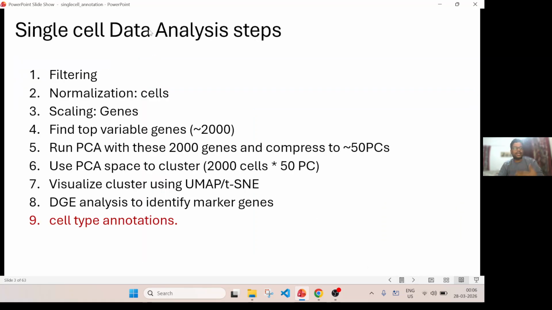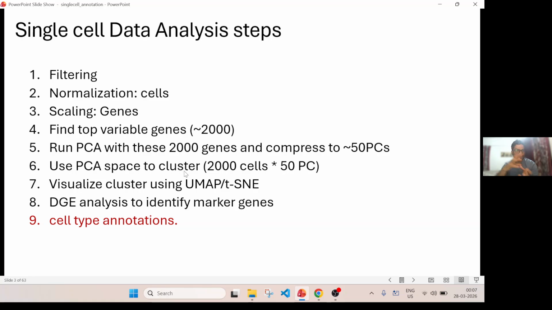So this is what the single cell data analysis steps look like if we have followed any pipeline, Seurat or Scanpy. You take the cells, you filter them, you normalize the cells, then you scale the genes, you find the top variable genes. This number can be 2000 or 3000 depending on the data set, but we find only the variable genes, and you take that, and then you do a PCA analysis where you reduce the data, remove the noise, take the signal, and then you use that PCA space to do the clustering.